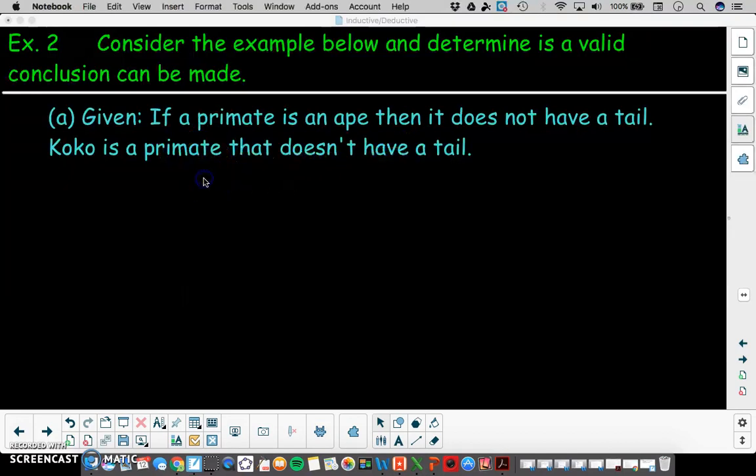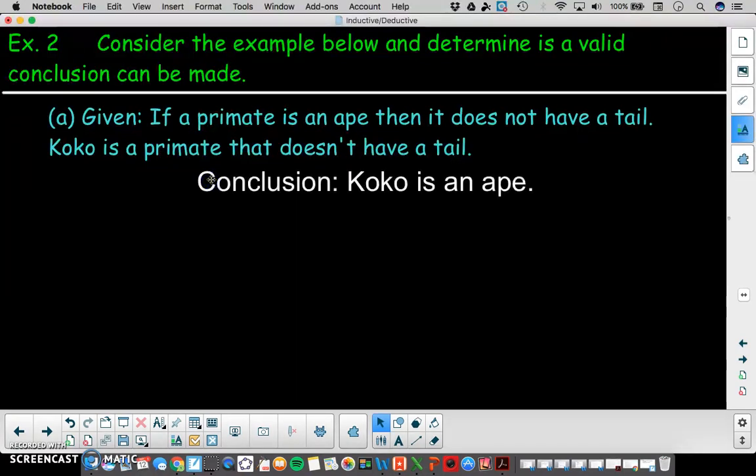You might conclude that Coco is an ape. However, that would be a false conclusion for this situation. Notice that Coco is an ape is part of the hypothesis of our conditional statement. Our law of detachment says if P implies Q, then we can conclude something about our conclusion Q, not about our hypothesis. So make sure when you're looking at your law of detachment, notice we're given if P then Q, and we're given something about Q.